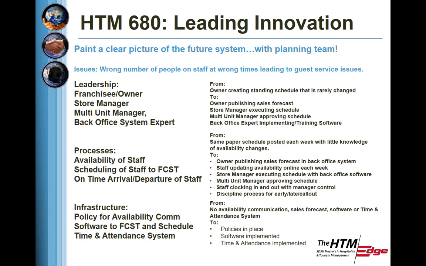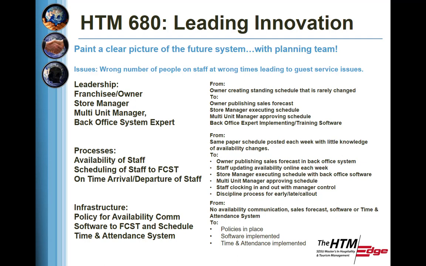Processes, we need to have a process for the availability of staff, for the scheduling of staff, and the on-time arrival and departure of staff. Today, it's the same paper schedule posted each week with little knowledge of availability changes, and at time and attendance, people come and go kind of as they please. We're moving to the owner publishing the sales forecast in the back office system, staff updating their availability online, the store manager executing a schedule with back office software, multi-unit manager approving the schedule, staff clocking in and out with manager control of early punches and late punches, and there's a discipline process and policy in place for early, late, and callouts.